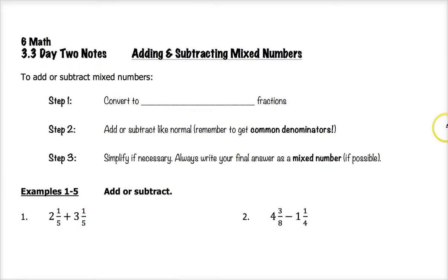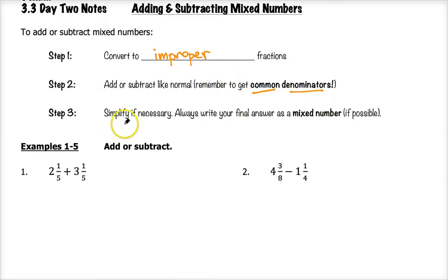So when we have mixed numbers in the beginning of a problem, our first step is to convert those to improper fractions. Okay, improper fractions you're going to find are a lot easier to deal with than mixed numbers. Once you have your mixed numbers converted to improper fractions, we're going to add or subtract like normal, and that means getting common denominators if necessary. And then once we've done that, we'll simplify, that means reduce if necessary, and then we always write our final answer back as a mixed number if possible.